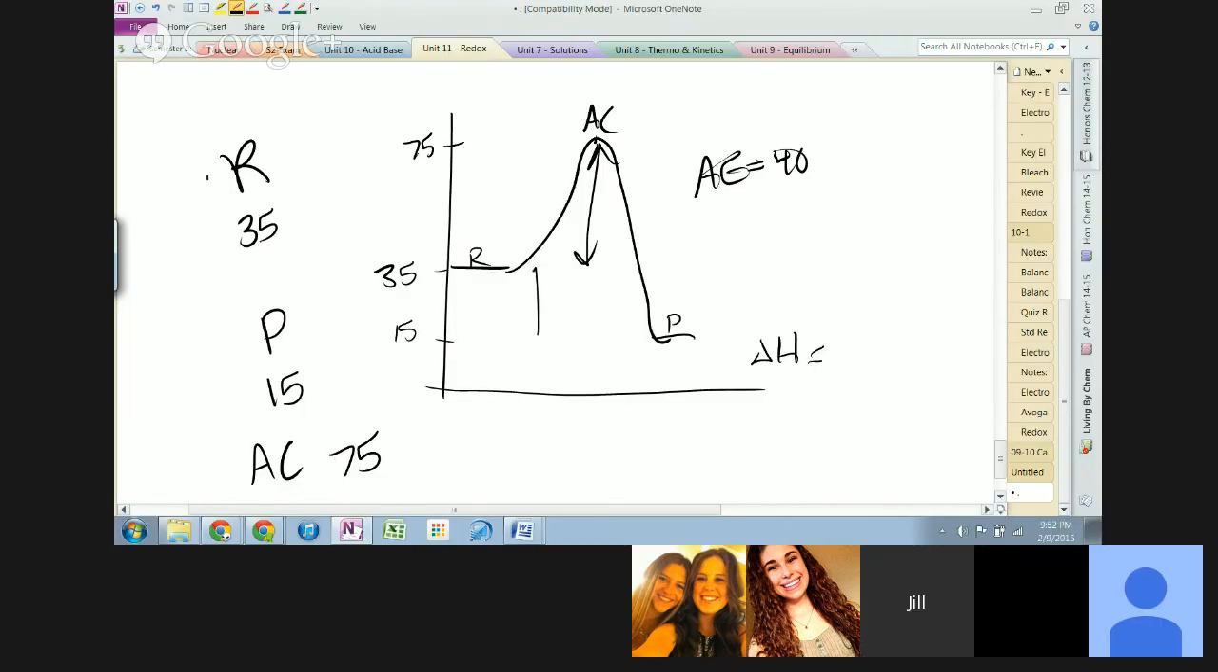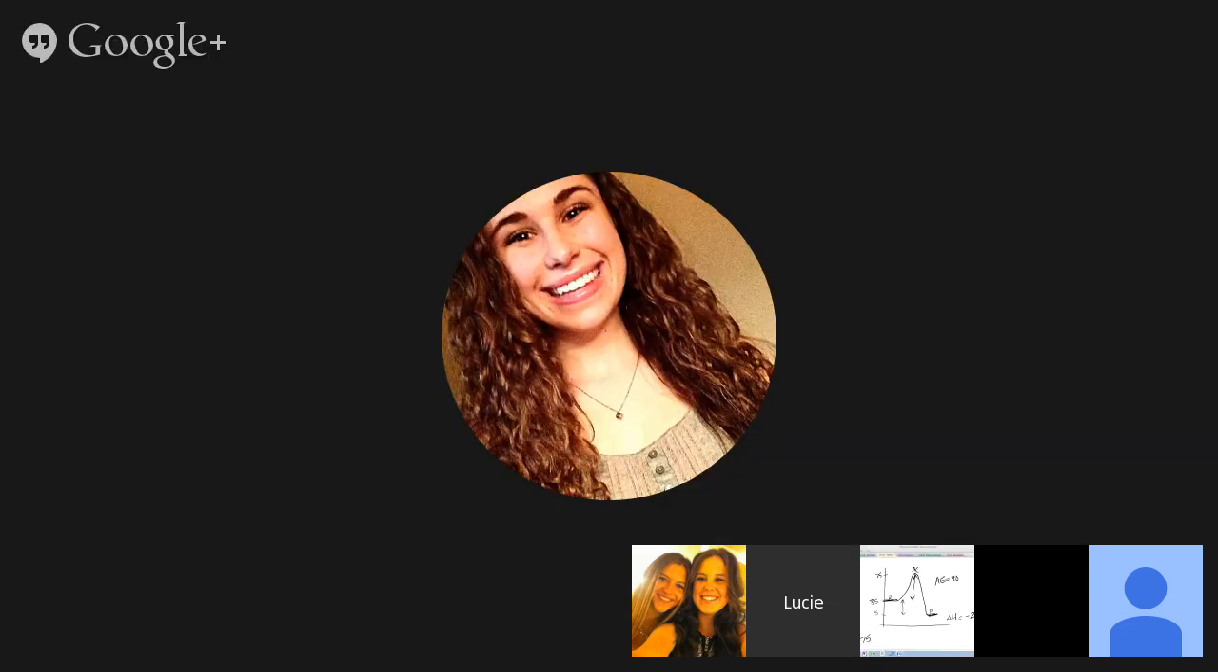That's the distance between the products and the reactants. So 20. It would be negative 20. And it's negative because the products are lower in energy than the reactants. So you always do products minus reactants? Yeah.